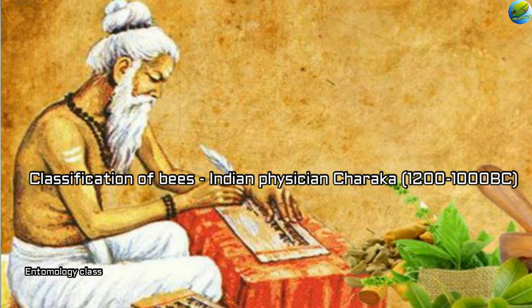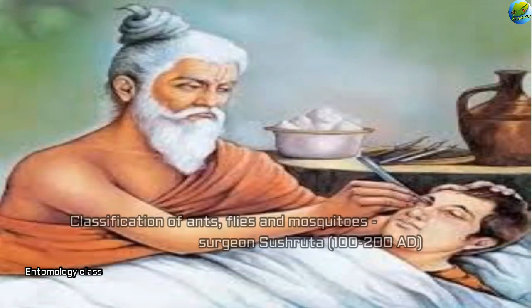The Indian physician Charaka gave the classification of various bees, and of ants and flies. These were also given by the medical professional Shushruta, who is known as the surgeon, in ancient India. This is about some of the ideas about the knowledge of insects in ancient India.